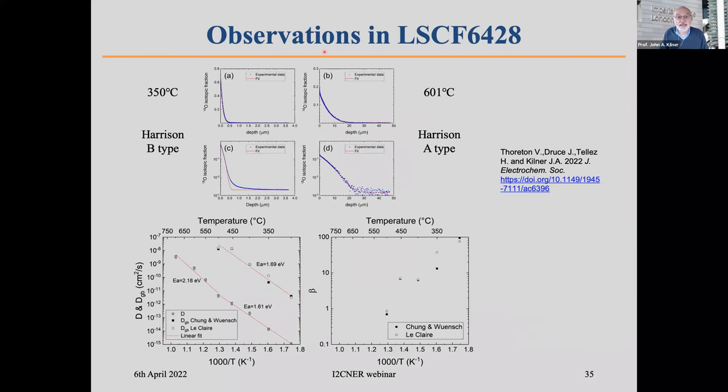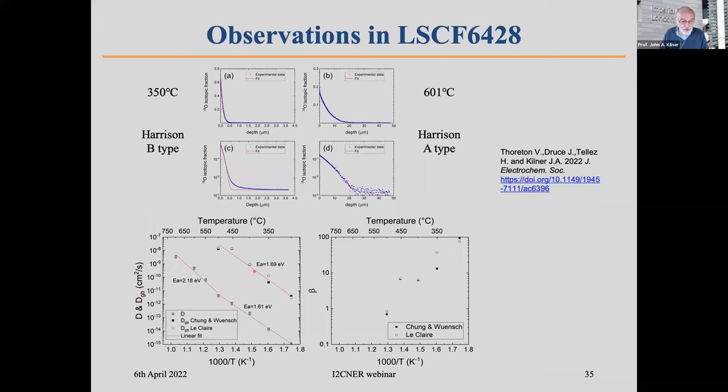We've been looking at observations in lanthanum strontium cobalt ferrate recently with Vincent Thoréton when he was at I²CNER. And here are two examples of depth profiles at 350 and 600 degrees C. At 350, we're in the Harrison B regime, and at 600, the Harrison A. So from these, we can extract some grain boundary diffusion. And here is the Arrhenius plot. Again, we've assumed a grain boundary width of 1 nanometer to get these diffusion coefficients.